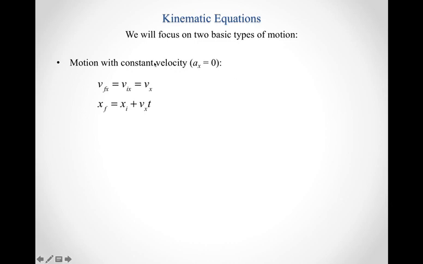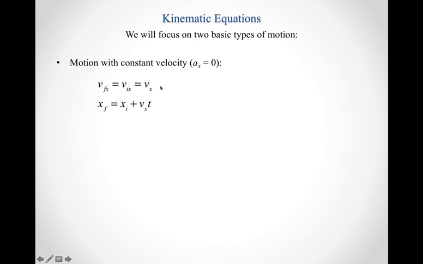So in this class, when we're going to solve problems where we need kinematic equations, we're going to focus on two basic types of motion. The simplest of these is motion with a constant velocity. Now, if we have a constant velocity and the velocity doesn't change, that means the acceleration is zero, because again, the acceleration is telling us how the velocity changes. Constant velocity means zero acceleration.